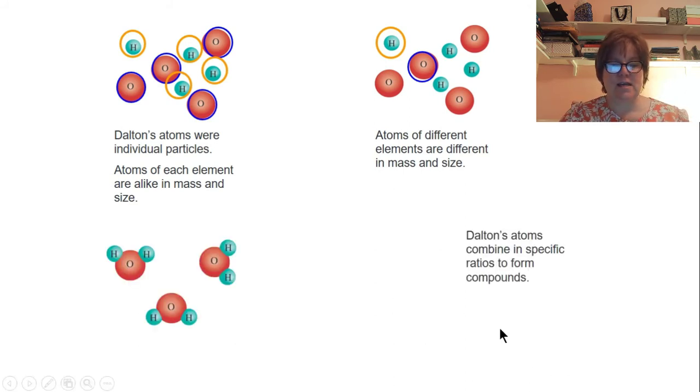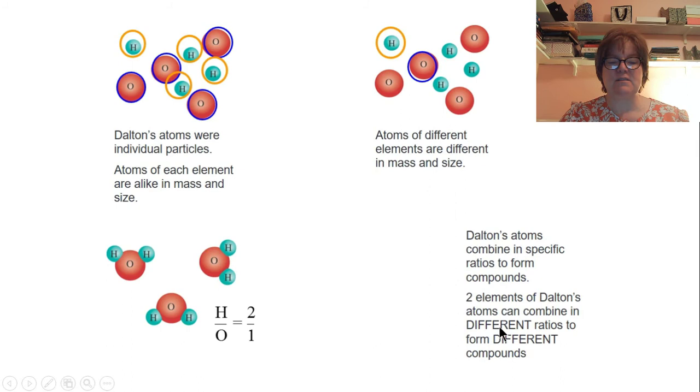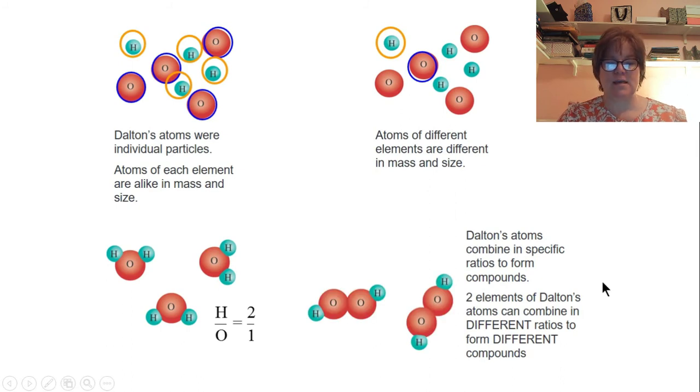Similarly, we say that we can combine them in specific ratios to form compounds, and 2 elements of Dalton's atoms can combine in different ratios to make different compounds. So over here, I have a compound with 2 hydrogens per 1 oxygen. You might recognize it as water, H2O. Over here, I have 2 hydrogens with 2 oxygens. Now this is a 1-to-1 ratio, really, because 2 over 2 is 1 over 1. So this is a 1-to-1 ratio of hydrogen and oxygen.